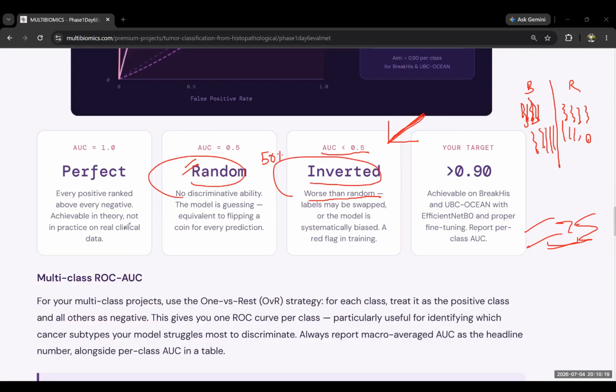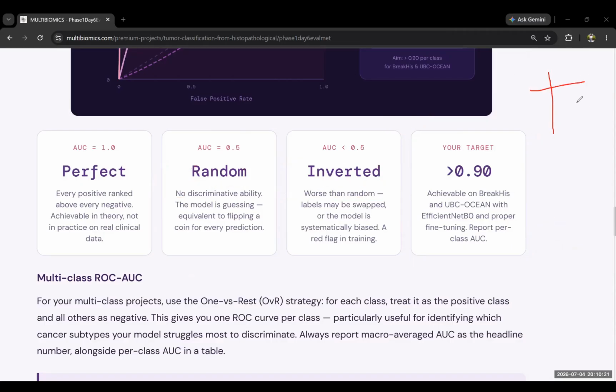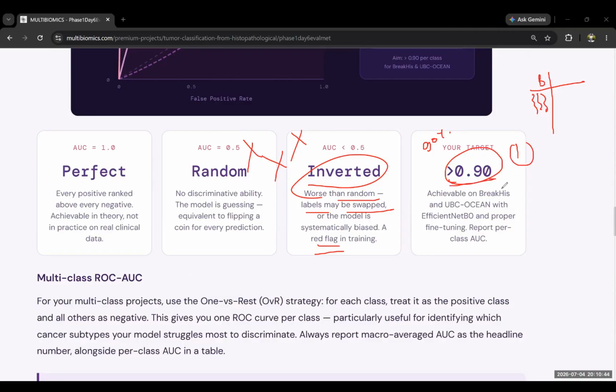And what is inverted? Inverted is when you're doing just the opposite. In the black pencil region, you are putting red pencils. That is inverted, worse than random. Your model is swapping everything here and there. So we don't want these two situations. What is our target? We want 0.9, because 1 is ideal. Theoretically it is achievable, but let us see when we work on it.